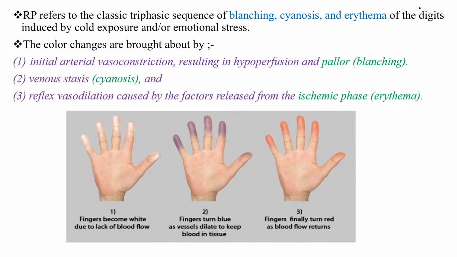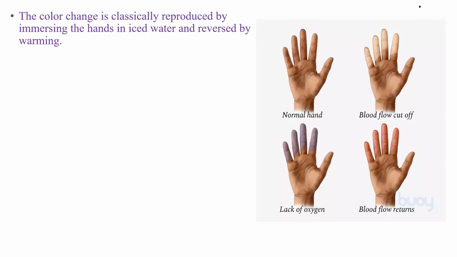So first, fingers become white due to lack of blood, as you see in the image. Then fingers turn blue as vessels dilate to keep blood in the tissue. Then fingers finally turn red as blood flow returns. The color change is classically reproduced by immersing the hands in iced water and reversed by warming.